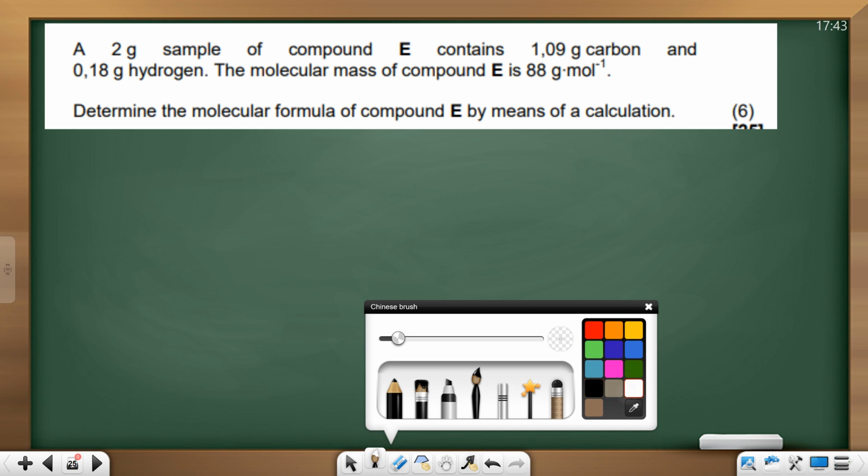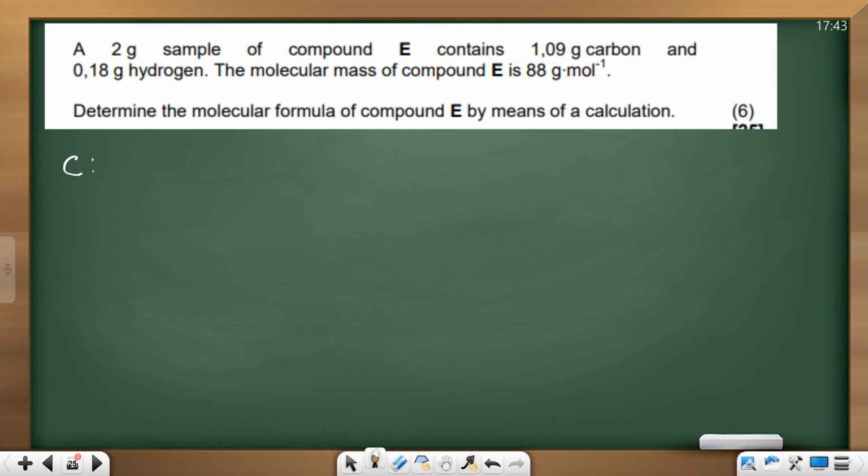So basically, you start from percentage composition. Now, for carbon, what is it? 1.09 over 2 multiplied by 100. Give me an answer quickly. So we convert it into percentage by mass. 54.5 percent. So the mass that we use in empirical is a mass that was a percentage. That's why we say percentage by mass.